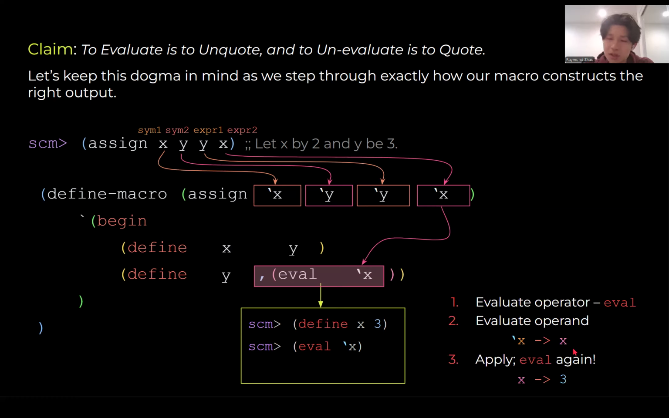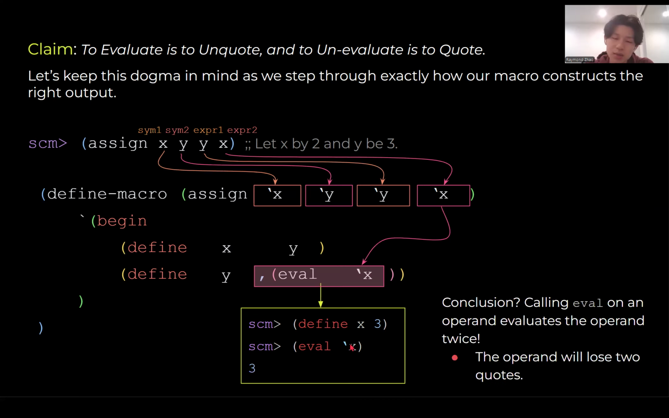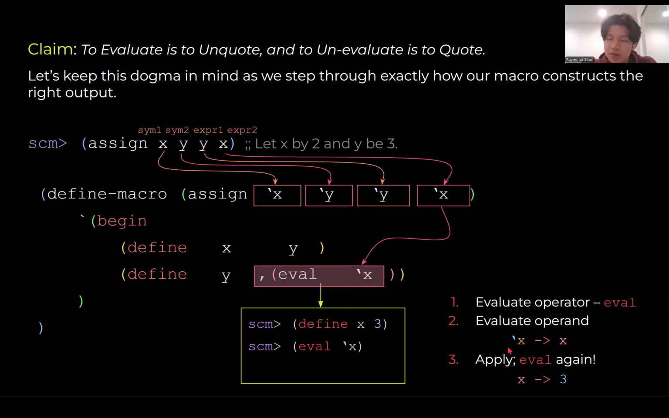And this is our first evaluation. So notice here that because quote x evaluates to 3, two evaluations happen. The first evaluation happens inherently as a byproduct of the language evaluating the operand, right? And then the second evaluation happens because I'm applying the eval procedure. So the result is that I've evaluated my operand twice. So quote x isn't going to evaluate to x, but it's going to evaluate to 3.